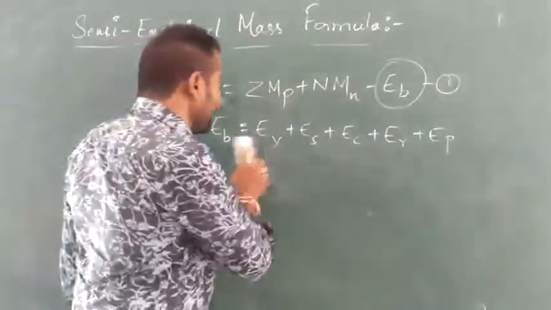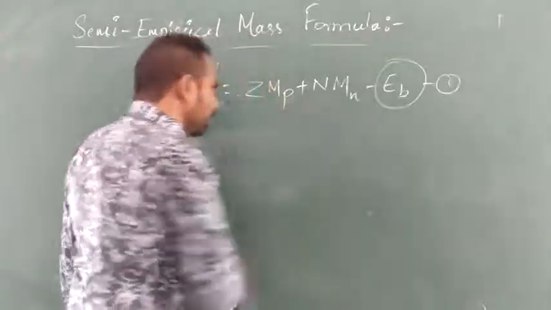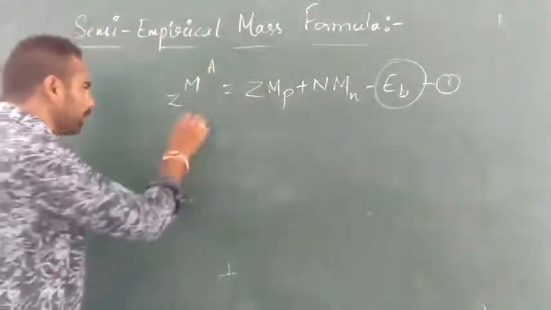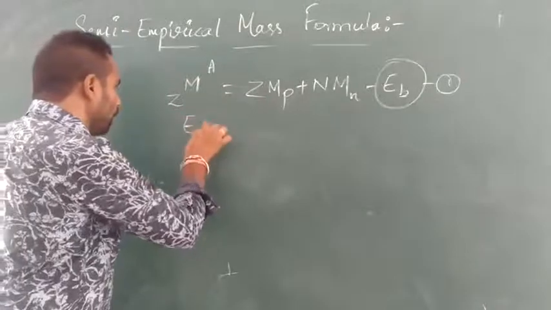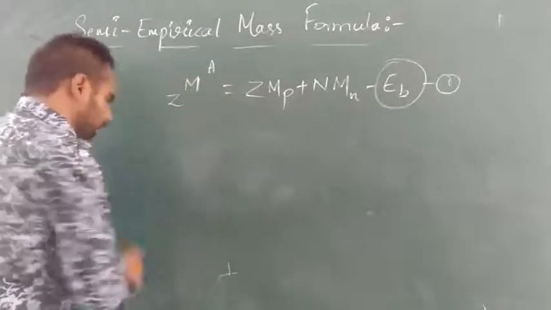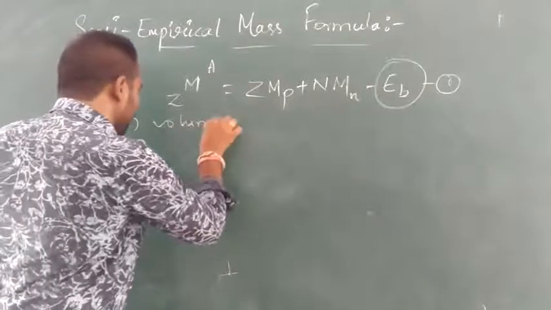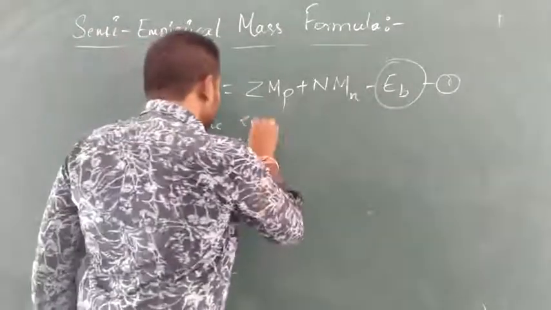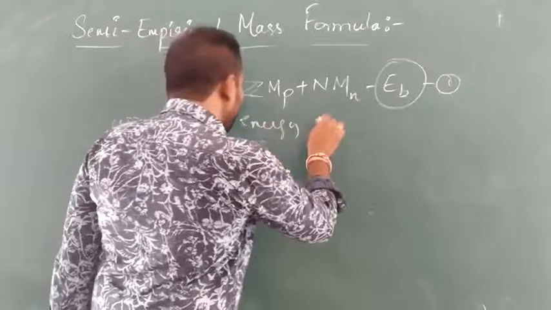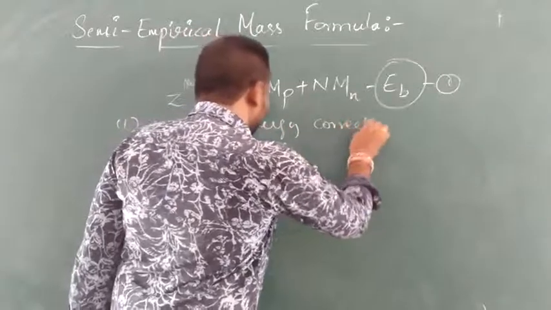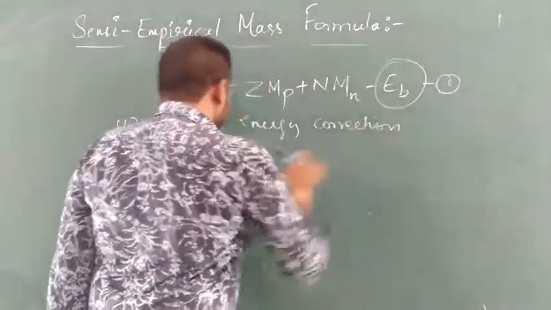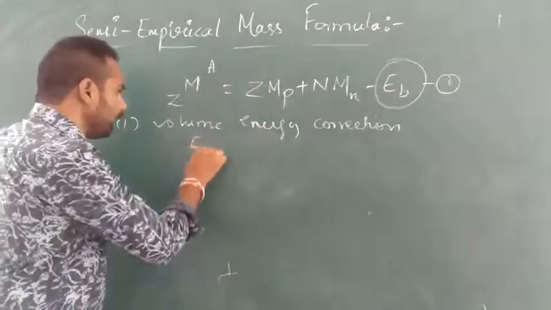That is what? EB, the volume energy correction term. Okay, EB is equal to the volume energy correction term. First one we have is the volume energy correction term. So the volume energy correction term is given by EB.